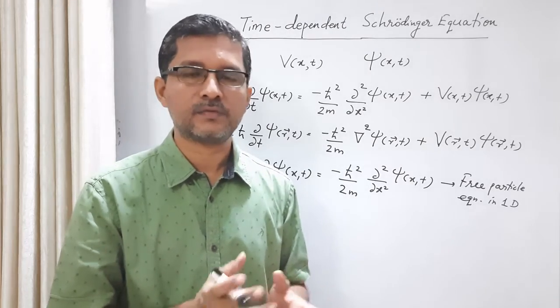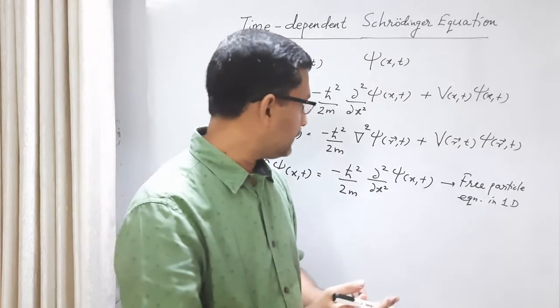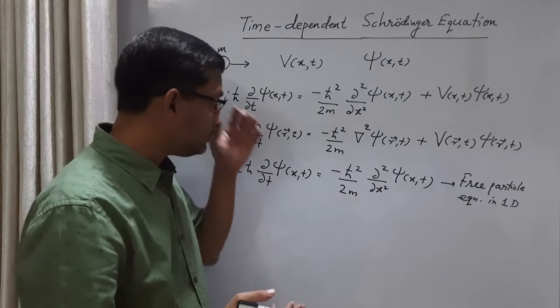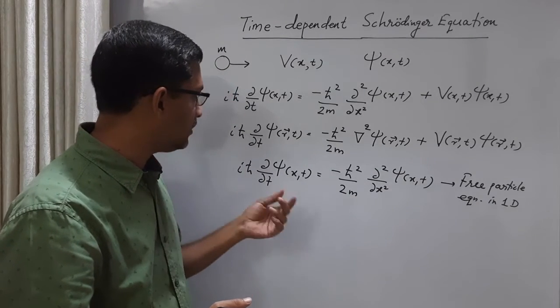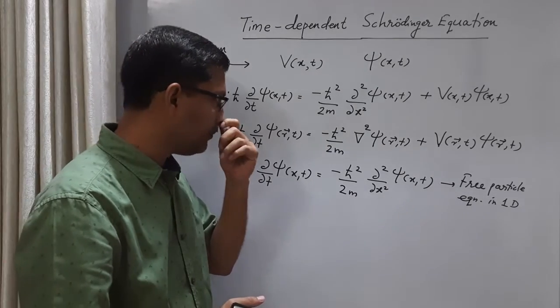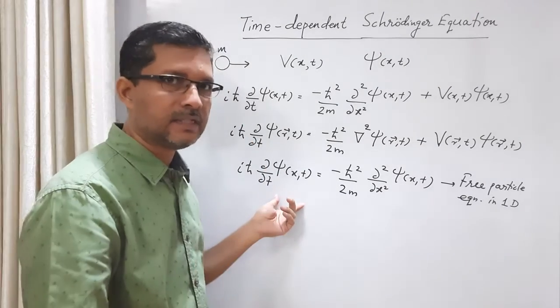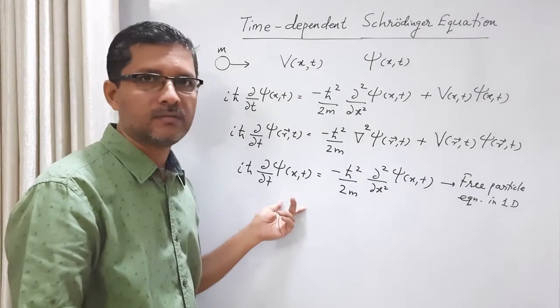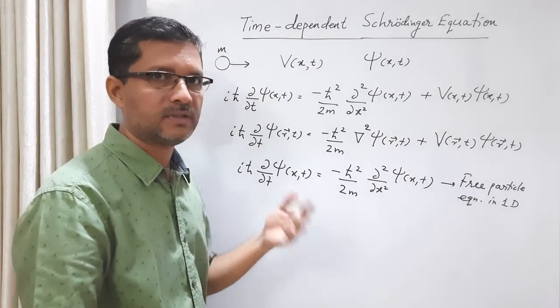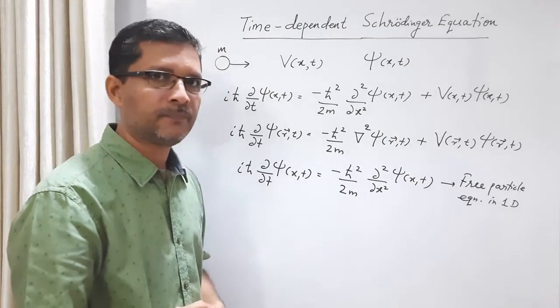That is the starting, that is a fundamental equation. Okay, so now what we are going to do is, let us consider this free particle Schrodinger equation, and we will see what type of solution this equation has. What can be the solution of this equation?